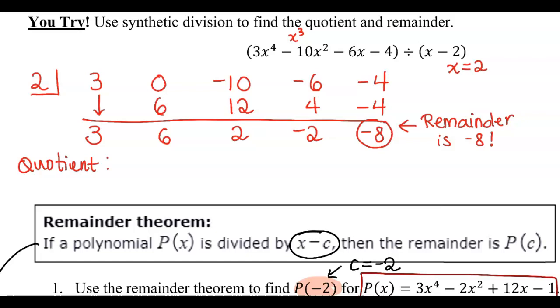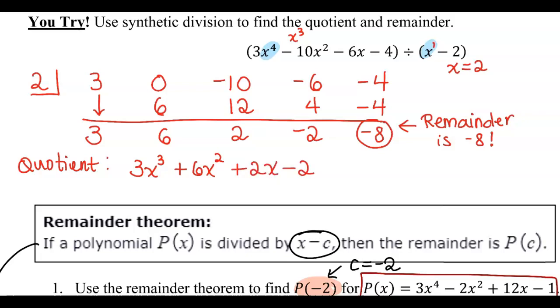We divided x to the 4th power by x to the 1st power. So exponent of the quotient will be 4 minus 1. So I will start with 3x to the 3rd power plus 6x squared plus 2x and minus 2.